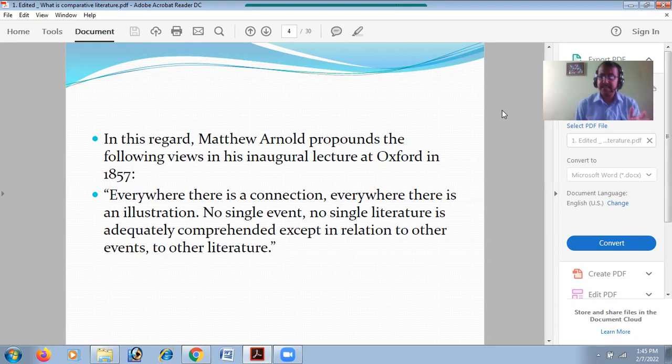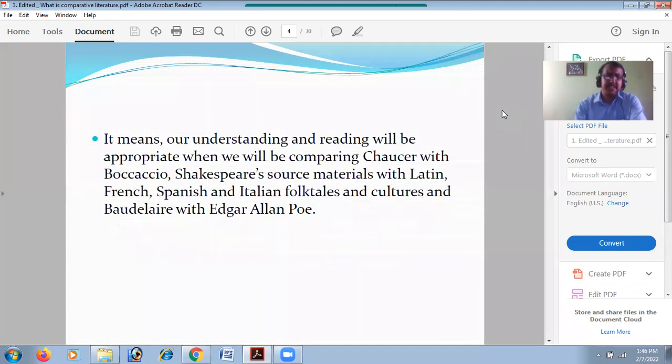Quite a similar attitude is expressed by Matthew Arnold. He says that in every single literary piece there is a connection. And when we research such connections in literature, that is praiseworthy, and that is the easy and appropriate way of apprehending a literary piece. That is the importance of comparative literature, according to Matthew Arnold, in his inaugural speech at Oxford in 1857. Let's move on.